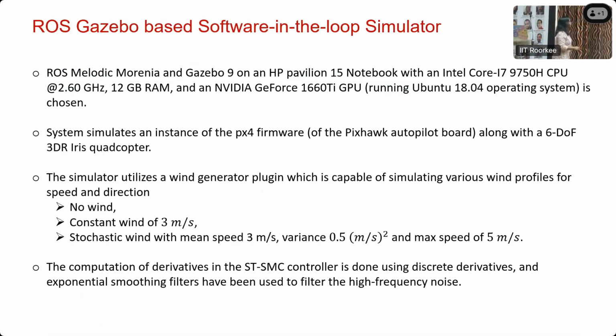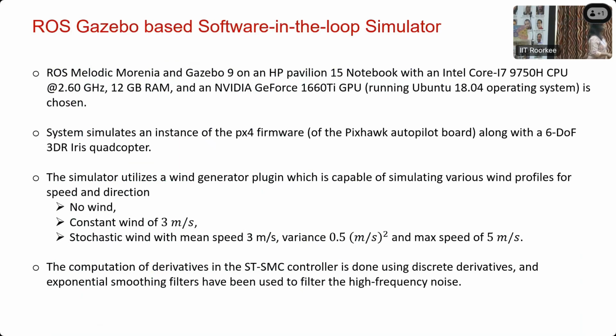So we have simulated different wind conditions. In Gazebo, you have this wind generator plugin, by which you can generate different wind profiles. We have done this Gazebo simulation with no wind, then constant wind of this value, and also using this stochastic wind. In our theory, we are not claiming that we will be able to reject the stochastic wind, because we have the condition that the disturbance should be differentiable. But about the stochastic wind, I can't say that. So in Gazebo simulation, we were just trying to look at what the performance of our controller is if we give this kind of disturbance.